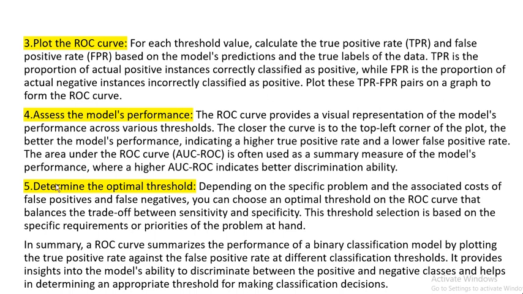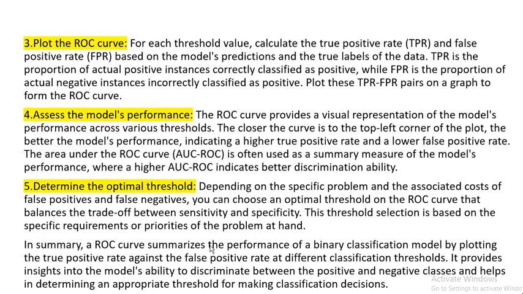Number 5. Determine the optimal threshold. Depending on the specific problem and the associated costs of false positives and false negatives, you can choose an optimal threshold on the ROC curve that balances the trade-off between sensitivity and specificity. This threshold selection is based on the specific requirements or priorities of the problem at hand.